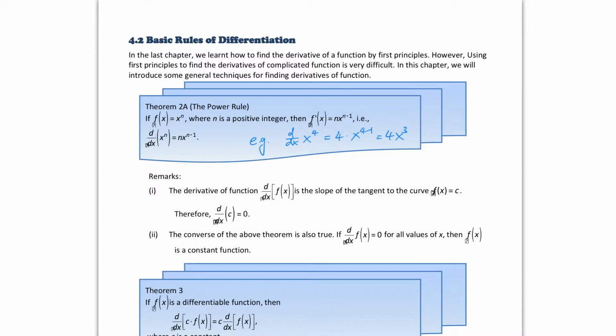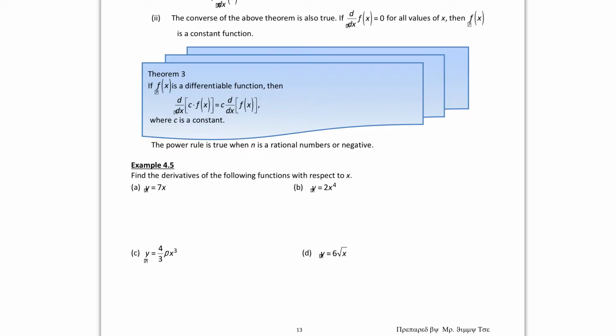The second one is how to find the derivative of c times a function, where c is a constant. We can take out c from the derivative first. That means find the derivative of the function and multiply by c after finding the derivative. So let's see some examples. Example 4.5.